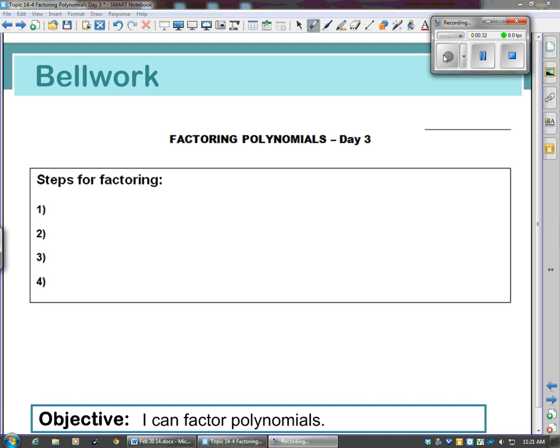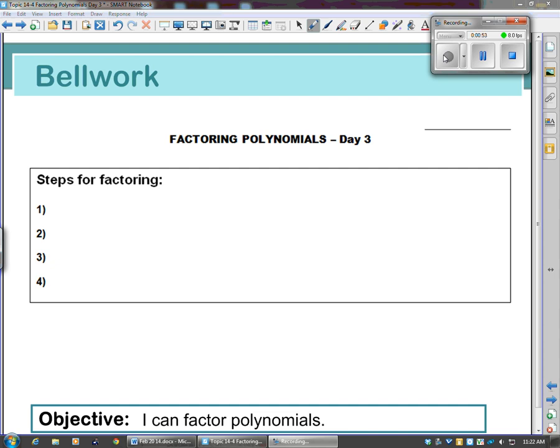We are doing essentially the same thing that we have been doing all week. The differences today are the steps are not written out for you on the paper. You're going to have to come up with that on your own, followed by some slightly different examples. We'll talk about the special cases as they come. So let's remind ourselves what the steps for factoring are.